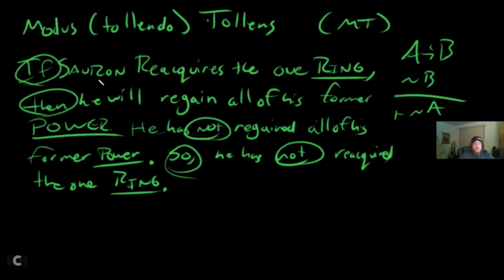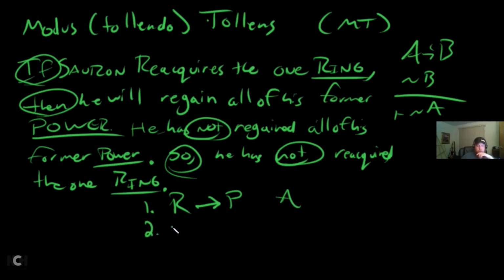This argument says this, so I'm going to translate it as I go, and then we'll see how it's an example of modus tollens. This says, if Sauron requires the one ring, that "if" means there's an arrow. Line 1, whatever follows "if" goes on the left side of the arrow. If Sauron reacquires the one ring, so if he gets the ring back, then he'll regain all of his former power. Assumption number 1.